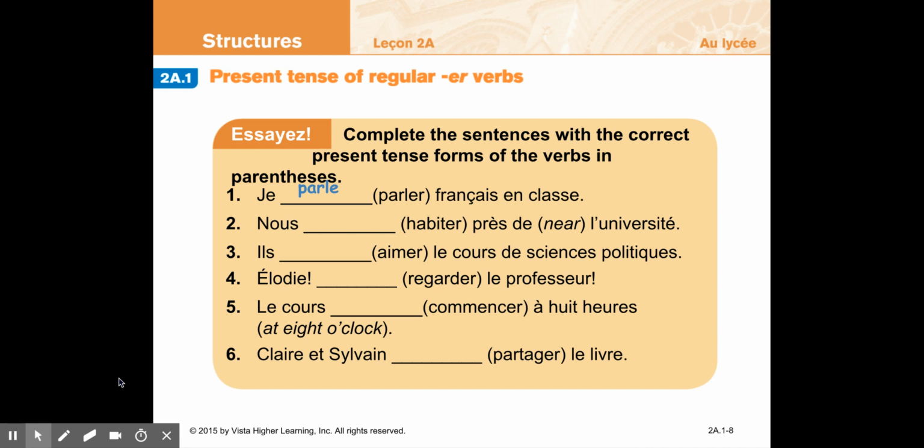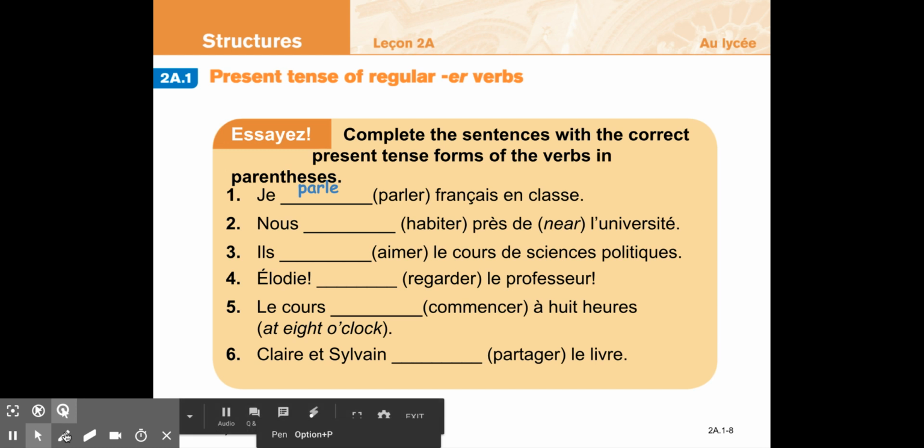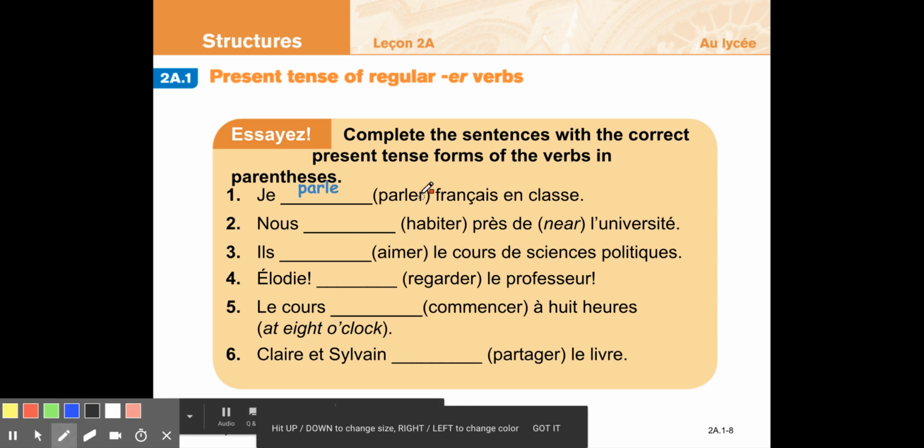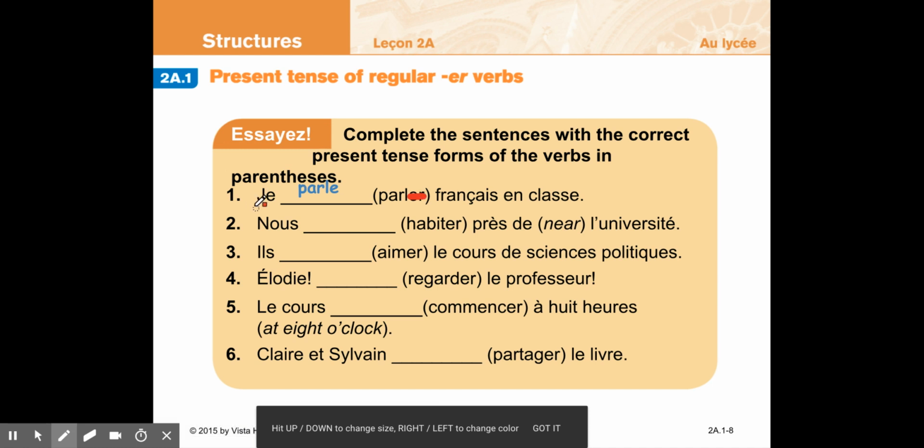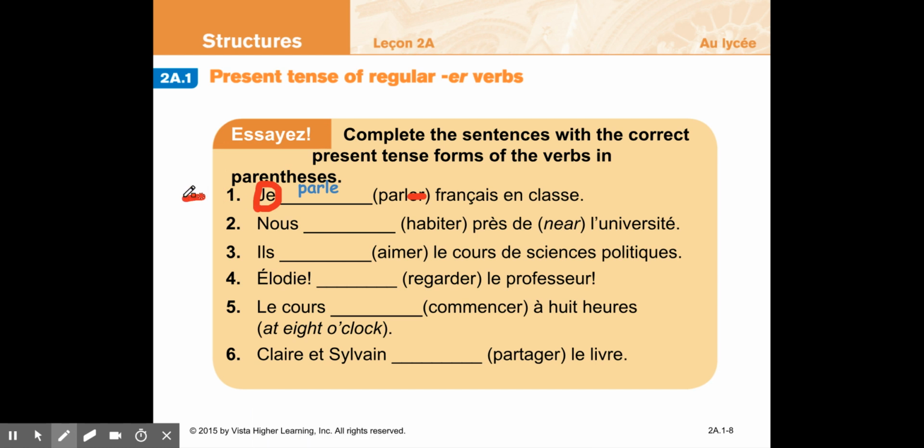So here's an example. "Je parle français en classe." Your verb is parler. So let's remember the steps that we do. The first thing is that we're going to take off the ER. Step 2 is we're going to identify the subject and find the ending that goes along with it. The ending that goes along with je is E. And so then you're going to add that to the end. So you're going to end up finally with "je parle."